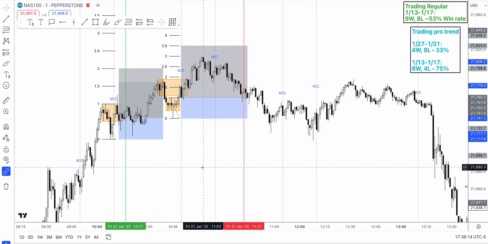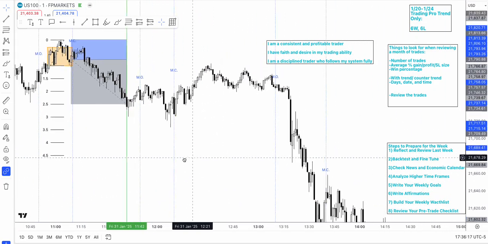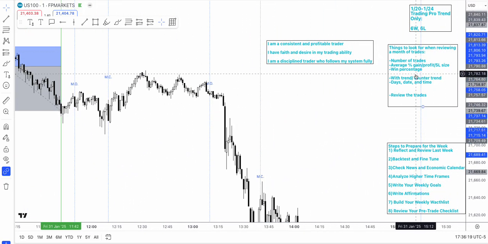And yeah, that's mostly how I usually prepare for the month, looking at these different numbers and understanding what I did special, what I did different, what I did consistently, what my number of trades were, my average percentage gain, my stop loss size, take profit size, my actual profit, what my win percentage was, the amount of trades I took, and whether I was taking trend or counter trend, and whether counter trend or pro trend was more profitable or ended with more wins. I review some of the trades.